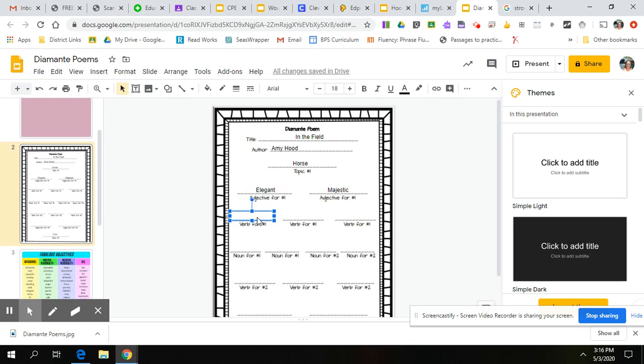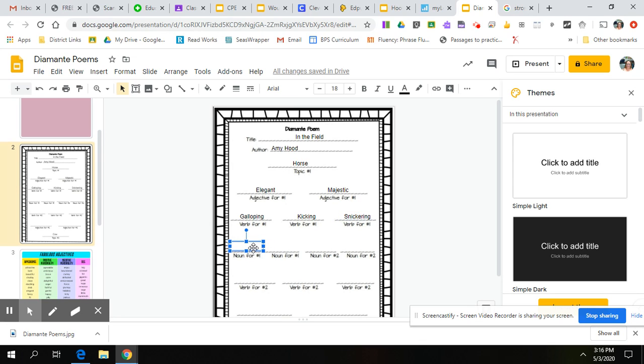Now I need 3 verbs, 3 actions that horses do. So I'm going to say galloping, and I'm going to say kicking. Sometimes they kick, even though you don't want them to. And snickering. I'm going to call that for the noise that they make. Snickering. So far all of these words are about my horse. Horse, elegant, majestic, galloping, kicking, snickering.